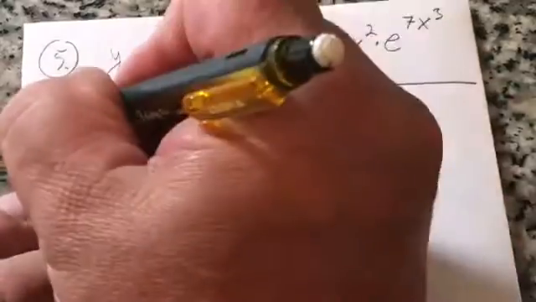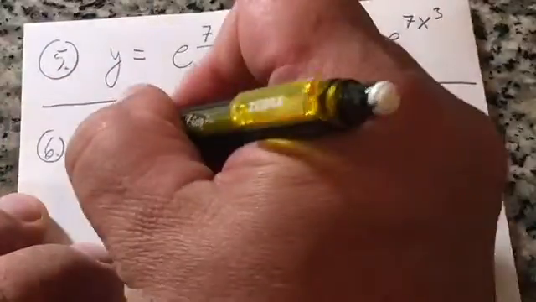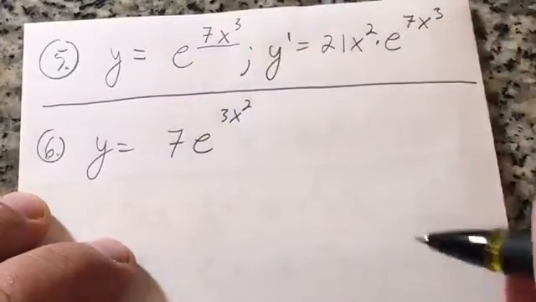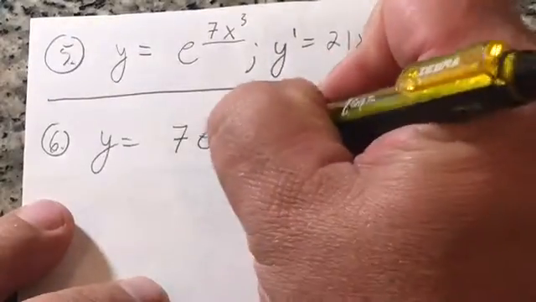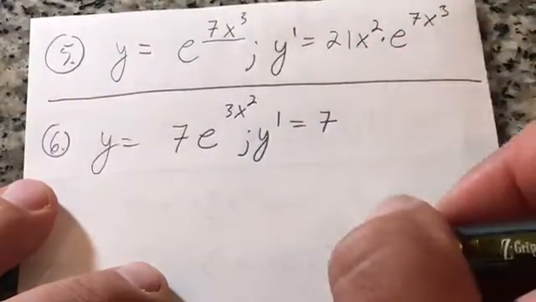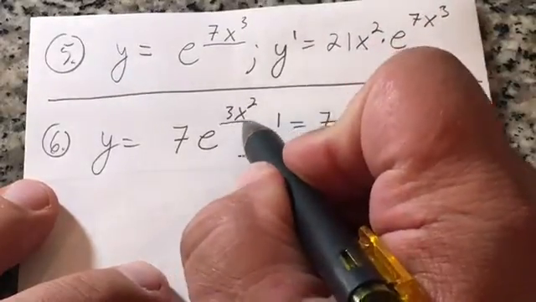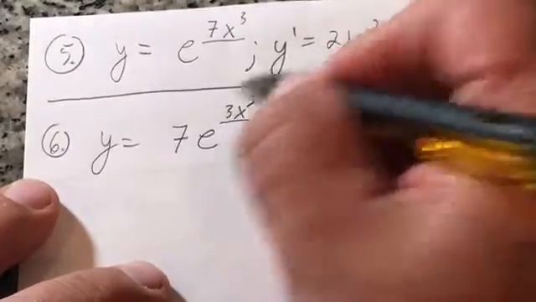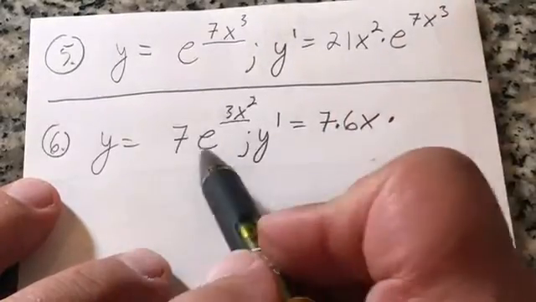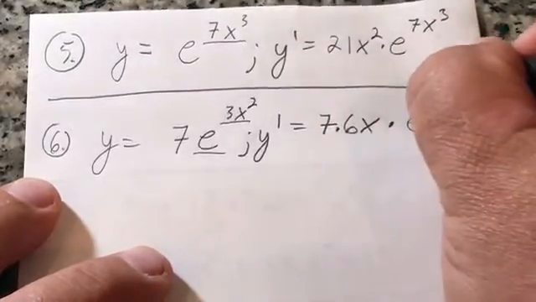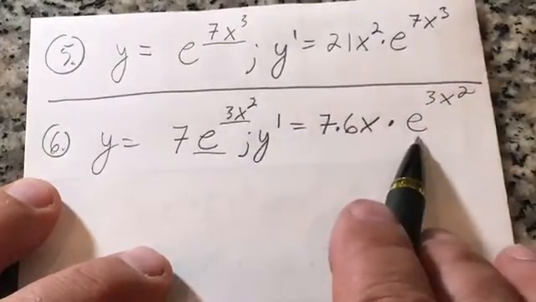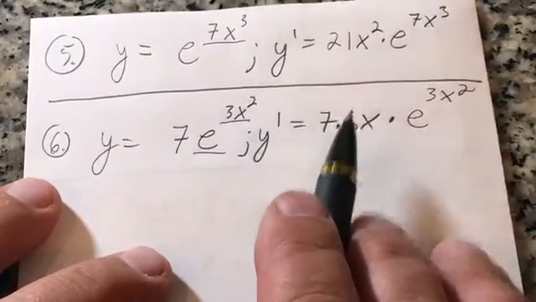Number 6, y equals 7 e to the 3x squared. The derivative, y prime, is going to equal, that 7 stays out front. Now, I'm going to take the derivative of 3x squared, which is 2 times 3, 6x. Then I'm going to multiply that times e to the 3x squared. Notice the 7 stayed down. The e to the 3x squared stayed there. The only thing that extra came down was the 6x.